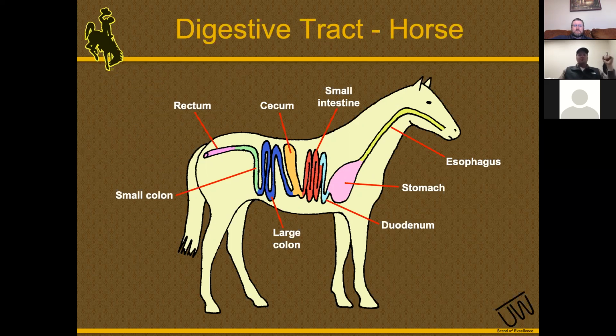Let's look at the horse for a few minutes. So the big difference here: horses, if we cut it in half right here, we still say this horse is a simple stomach animal, right? He's got the stomach up front, he's got the small intestines, but when we come back here, this is the big difference in horses, and this is why we would consider him a hindgut fermenter: he's got a functional cecum.